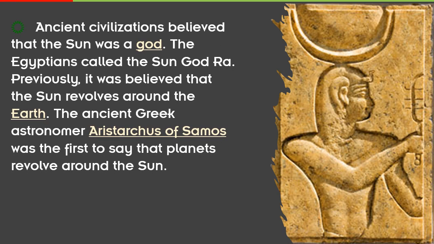Ancient civilizations believed that the sun was a god. The Egyptians called the sun god Ra. Previously, it was believed that the sun revolves around the Earth. The ancient Greek astronomer Aristarchus of Samos was the first to say that planets revolve around the sun.